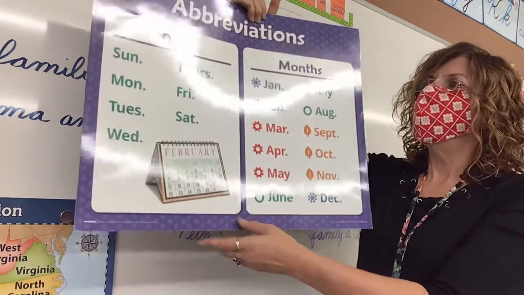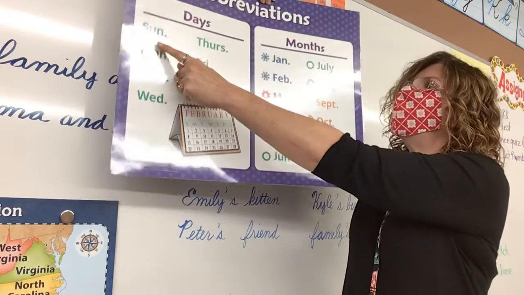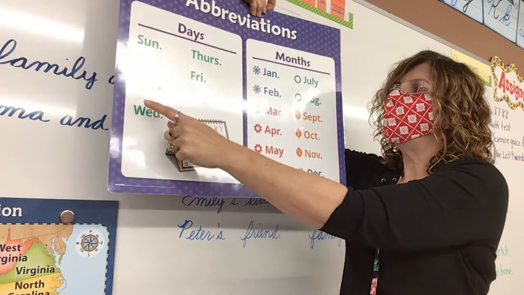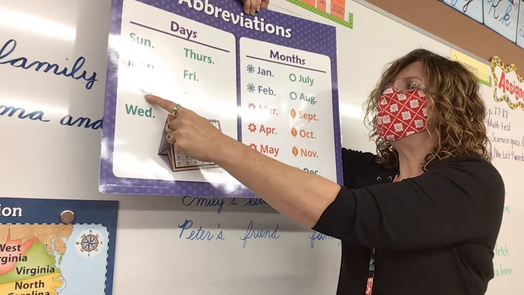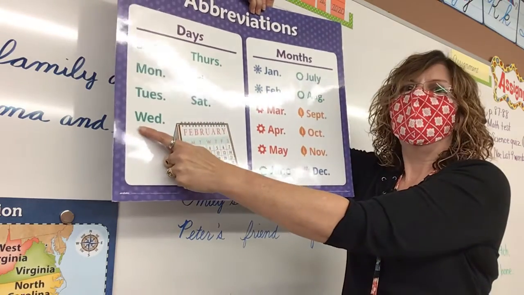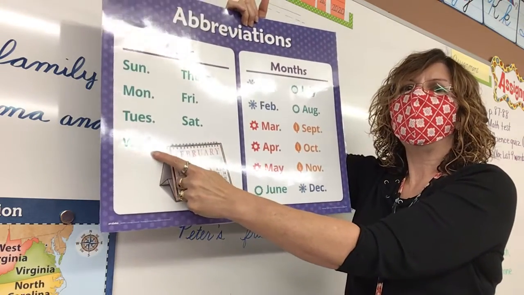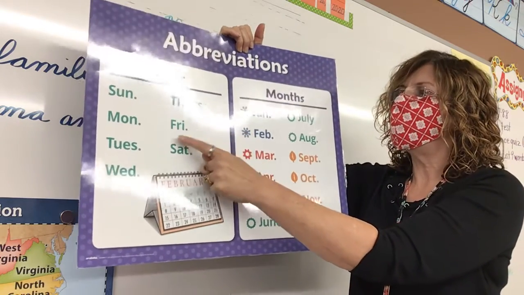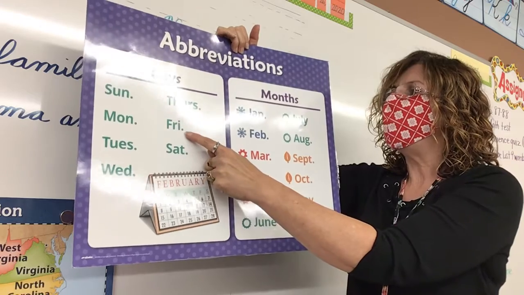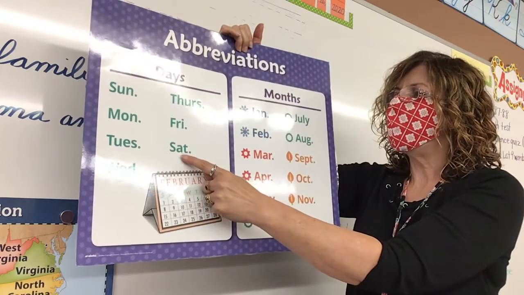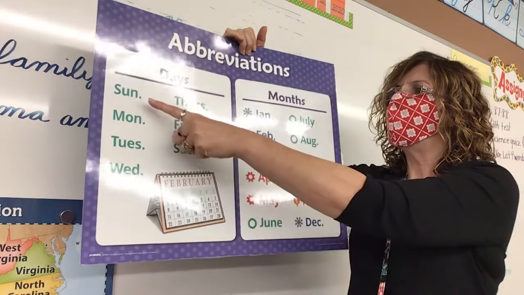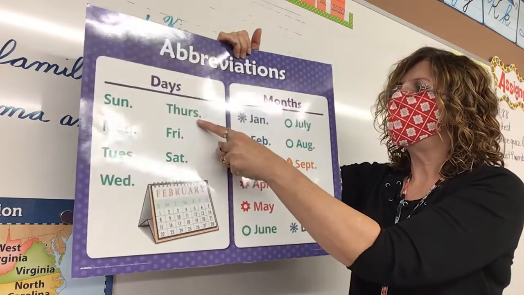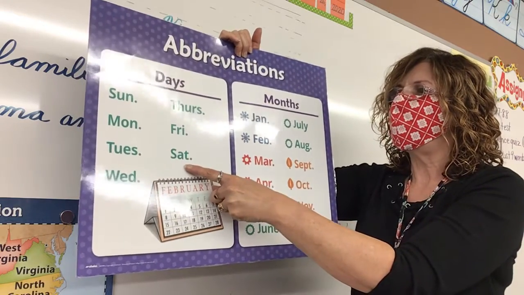Alright, starting with the days of the week. Capital S-U-N period. Capital M-O-N period. Capital T-U-E-S period. Capital W-E-D period. Capital T-H-U-R-S period. Capital F-R-I period. And capital S-A-T period. So let's say what they are. Sunday, Monday, Tuesday, Wednesday, Thursday, Friday, Saturday.